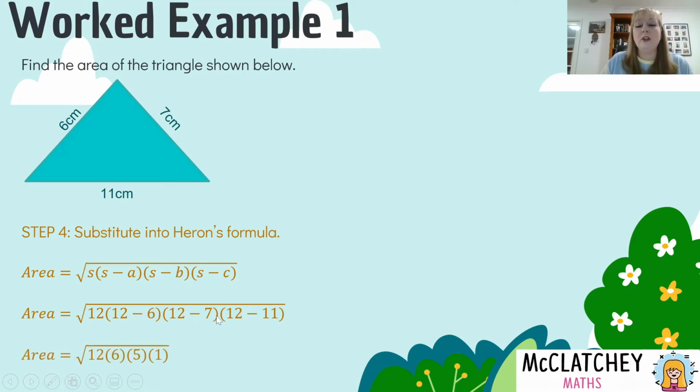Show your working. Don't just jump straight to the answer here on your calculator. Show what's inside those brackets and then do one more step where you find the multiplication of those 4 numbers together and then take the square root, round it appropriately to 2 decimal places, and also make sure you give the correct units of measurement too, centimeters squared, because we've found area.